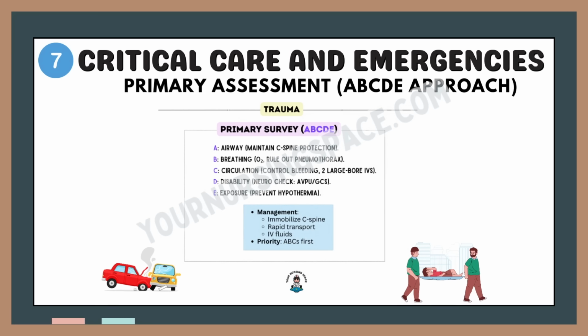Then B for breathing. Check respiratory rate, oxygen saturation, and listen for lung sounds. Give oxygen 2 to 6 liters via nasal cannula for mild hypoxia, or 10 to 15 with a non-rebreather for worse. Watch for tension pneumothorax, tracheal deviation, no breath sounds on one side. Needle decompression at the second intercostal space, mid-clavicular line, saves the day. Here's a mnemonic. RAT: rate, auscultate, tension check. It's quick and sticks.